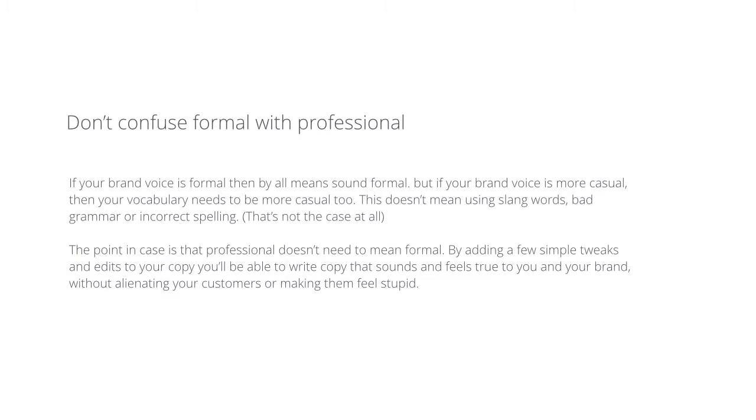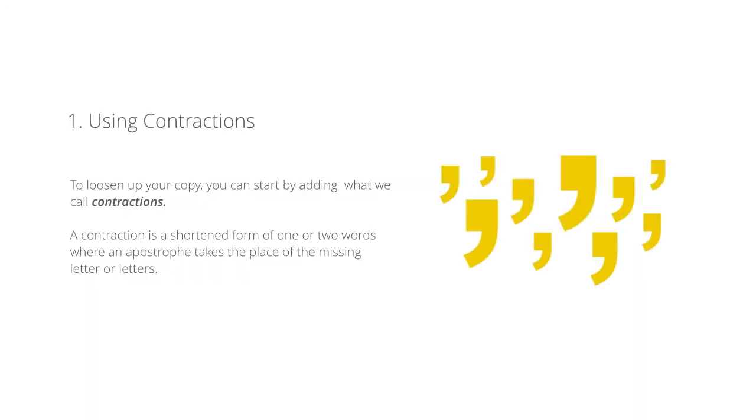By adding a few simple tweaks and edits, you'll be able to write in a way that sounds true to you and your brand without alienating your customers or making them feel stupid. Let's look at the first thing. Number 1, using contractions. So to loosen up your copy, you can start adding what we call contractions.